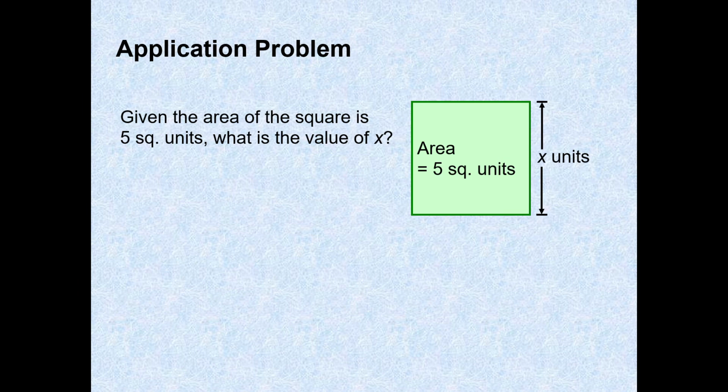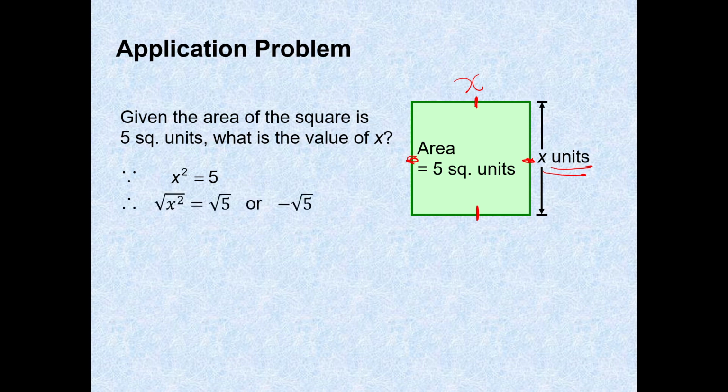So lastly, you may face some application problems. Let's consider this example. Given the area of the square is 5 square units, what is the value of x? Do you still remember about the square? The square means that each of the sides should be equal, right? So since this is x units, this is also x units. In order to find the area of the square, we may use x times x, which is x squared. Then we can set up the equation x squared equals 5.